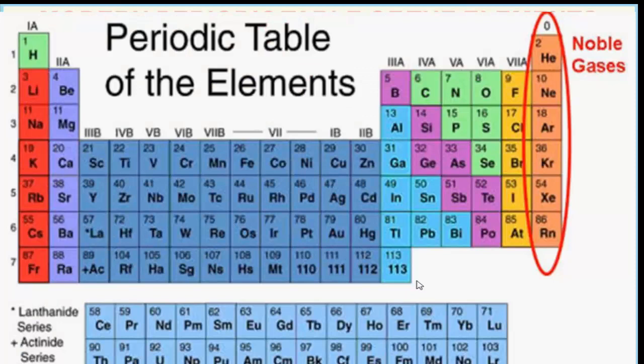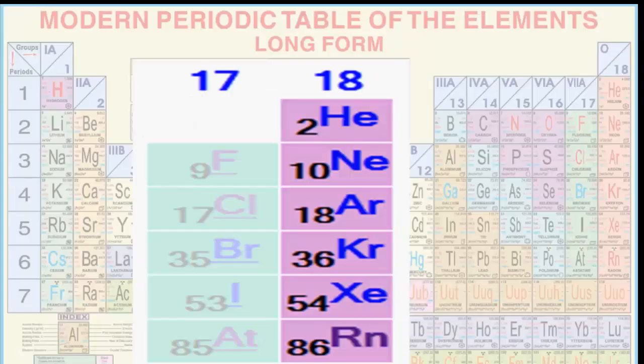Friends, what are the noble gases? As you can see here in the modern periodic table, the extreme right group is called the noble gases group, or you can say the 18th group or the zero group at the extreme right of the modern periodic table. The elements in this group are helium, neon, argon, krypton, xenon, and radon.